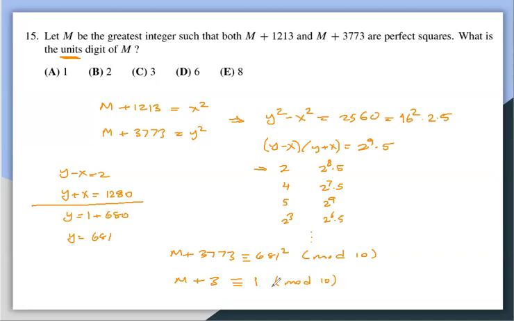Now we want to find what m should be, so you can just subtract 3 from both sides, and that gives minus 2. If you add 10 to this number, you get 8, which is congruent as well. So the unit digit of m has to be 8, so that is choice C. That was an interesting problem, and I think it's cool. So this was number 15.